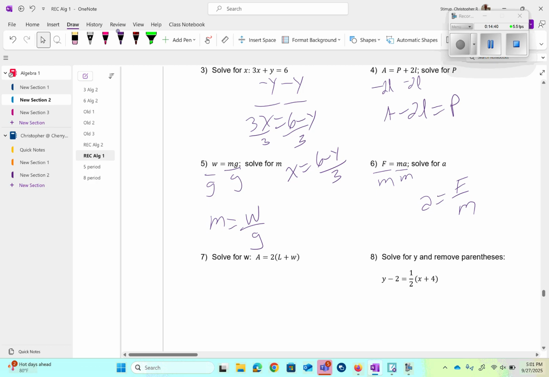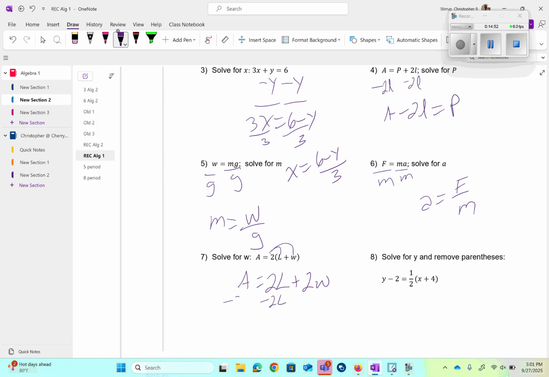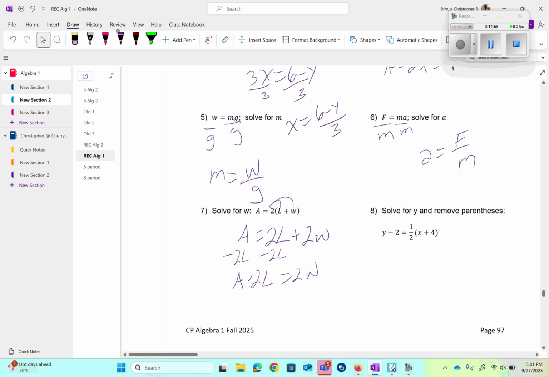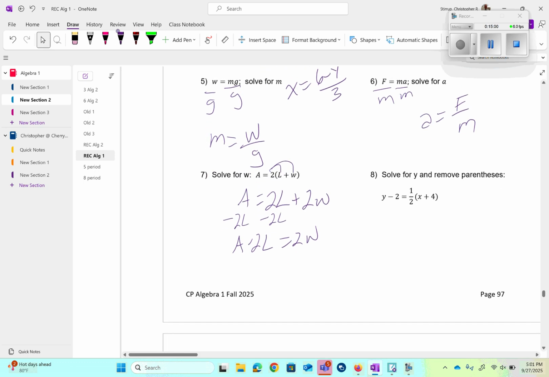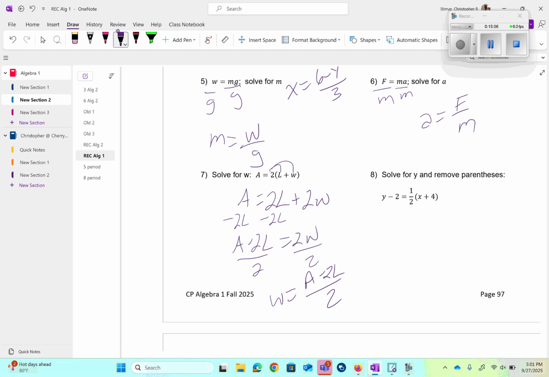We're going to solve for w on this. There's a couple ways we could do this. Let's go ahead and distribute first. So A equals 2L plus 2W. And again, I want to get W by itself, so I'm going to subtract 2L from both sides. So A minus 2L is equal to 2W. And then we're going to divide both sides by 2. So W is equal to A minus 2L divided by 2.